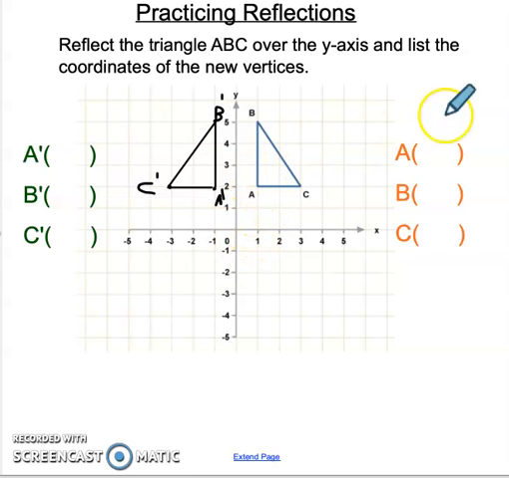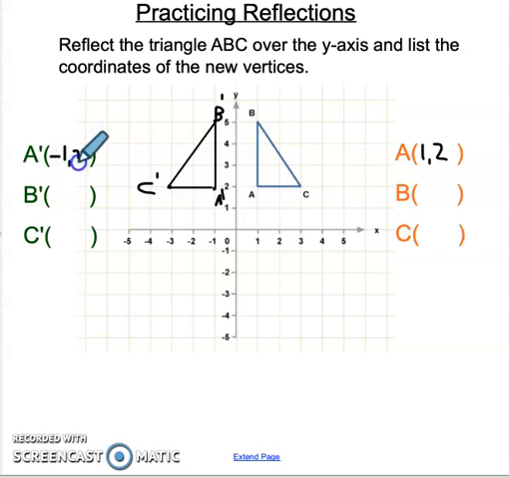Now, thinking about the vertices, if I look at my original triangle, this point here was (1, 2). Because you got to go over 1, then up 2. If I look at what happens to the reflection of that point, instead of going to the right, I go left 1, because of what my reflection does. So instead of (1, 2), I got (-1, 2). It's still at the same height, but it's to the left instead of the right.